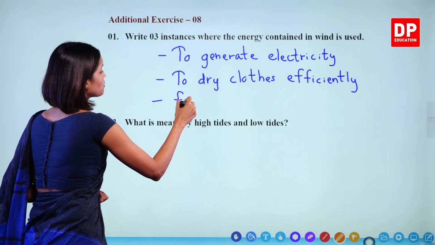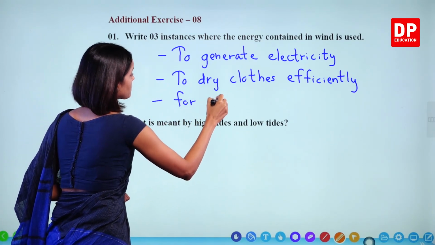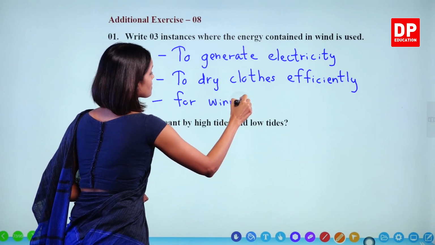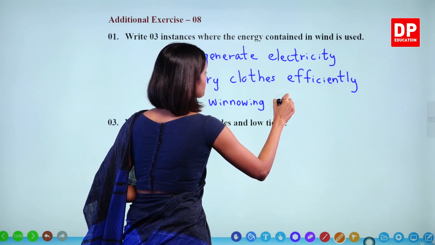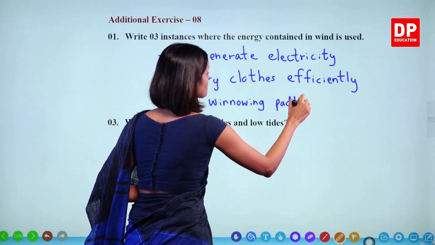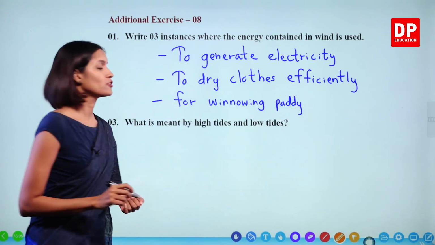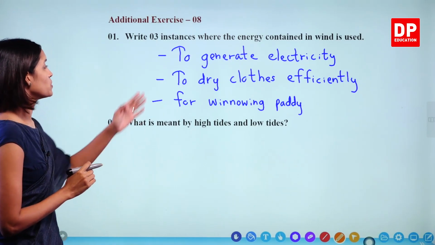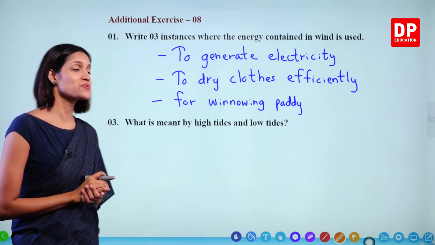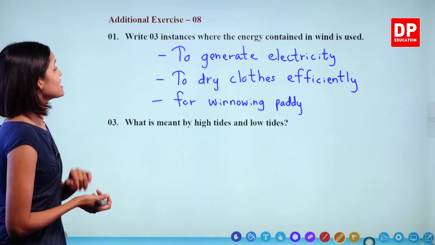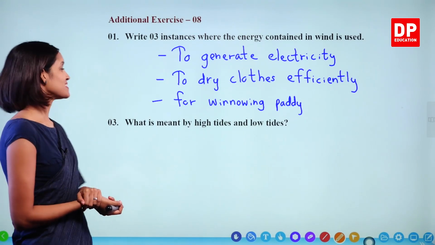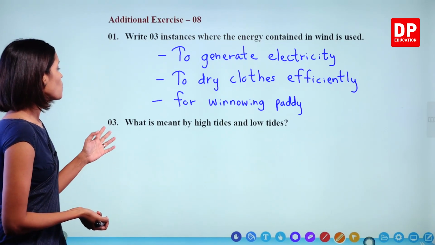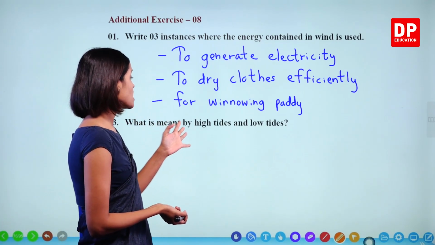Farmers use it for winnowing paddy. Winnowing paddy. Okay, children? So you can write the other examples as well. So to generate electricity, to dry clothes efficiently, for winnowing paddy, right? Number 3. What is meant by high tides and low tides?